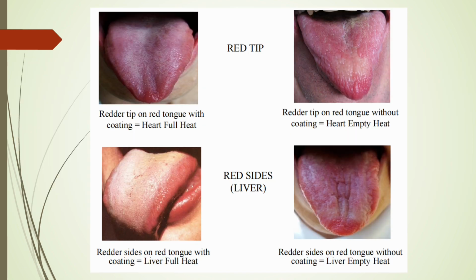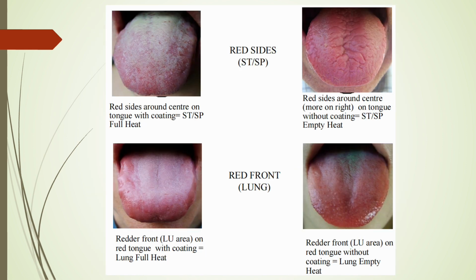Redder tip on a red tongue with coating is heart full heat. Redder tip on a red tongue without coating is heart empty heat. Redder sides on a red tongue with coating is liver full heat. Redder sides on a red tongue without coating is liver empty heat. Red sides around the center on a tongue with coating is stomach spleen full heat. Red sides around the center, more on the right, on a tongue without coating, is stomach spleen empty heat.